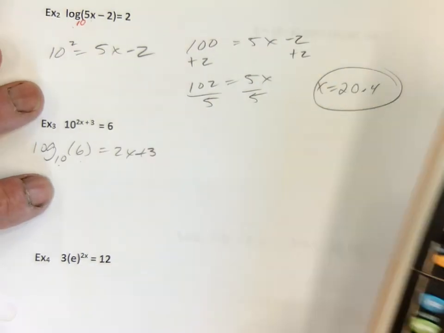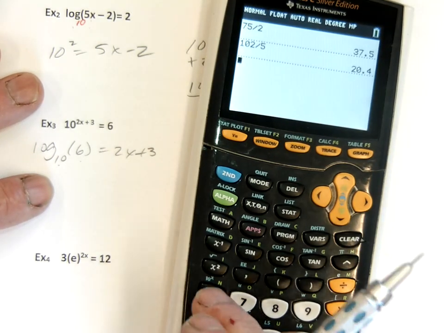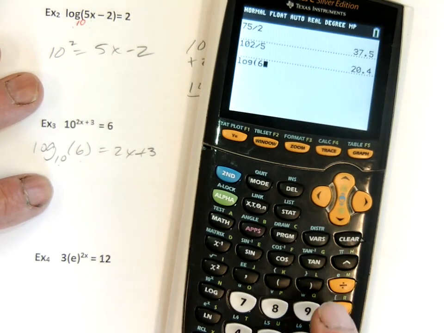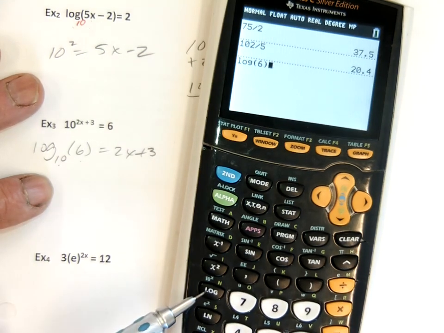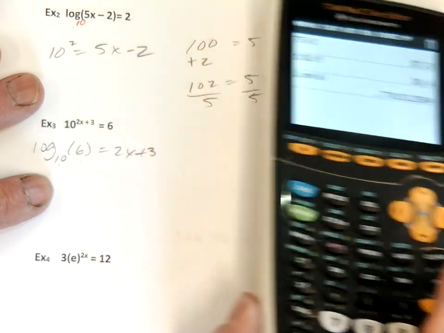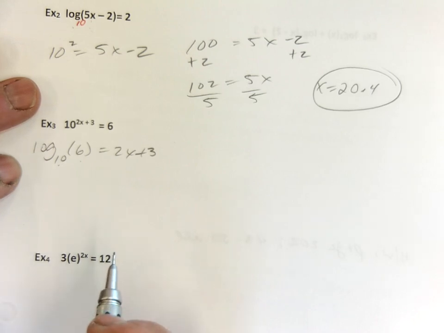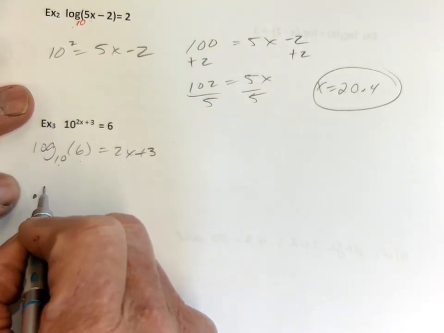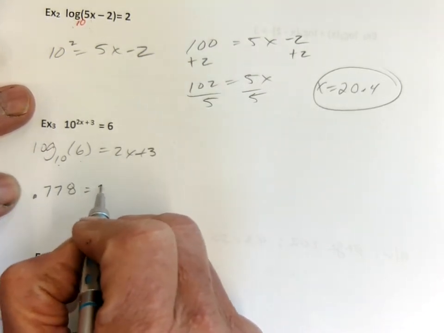Okay, log base 10 of 6. Well, I can use my calculator for that. Log of 6. Now that is log base 10 because it's my common log. And I get a decimal. I get about 0.778. 0.778 equals 2x plus 3.